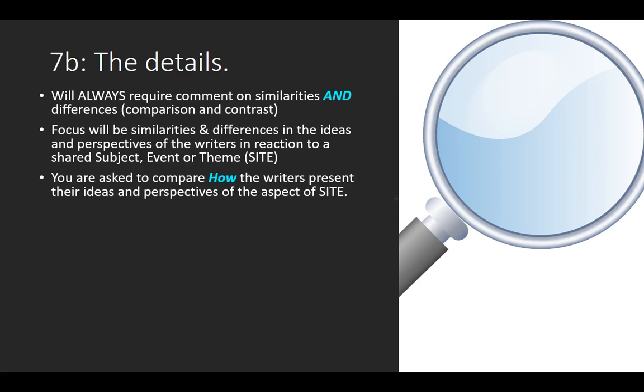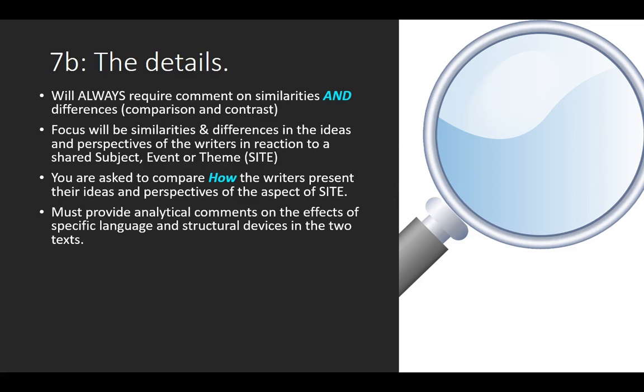In 7B you are asked to compare how the writers present their ideas and perspectives in terms of the specific language and structural devices they use when writing about their subject matter, when describing an event or conveying a theme or idea to us. Your response to 7B must be analytical and evaluative, and what you're analysing are the effects of specific language and structural devices within the two texts, and you're evaluating how those devices compare and contrast to one another.